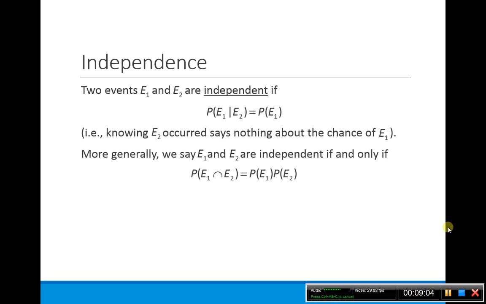Another definition: two events are called independent if knowing one of those events doesn't affect the other one. So the probability of E1 given E2 has no effect on the probability of E1. It's the exact same. The probability of E1 is the same whether or not I know what happened with E2. More generally, we say that E1 and E2 are independent if we can write their intersection as this multiplication, the probability of E1 times the probability of E2.